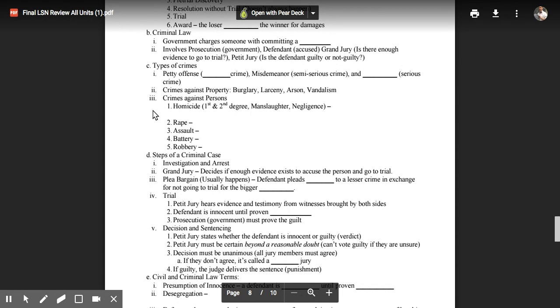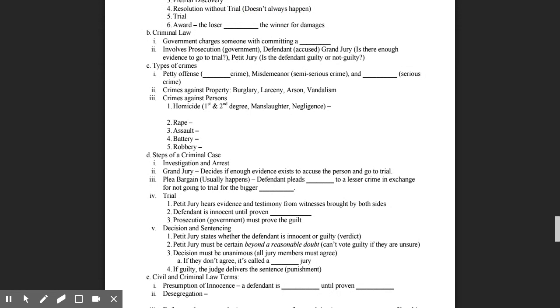Crimes against persons are homicide, which includes first and second degree murder, manslaughter, and negligence, which means you are killing someone. Rape is forced sexual interaction without consent. It could include forcible or physical rape, but it could also include statutory rape as well. Assault is the threat of physical violence. Battery is actual physical violence. And robbery is stealing something with the use of force.